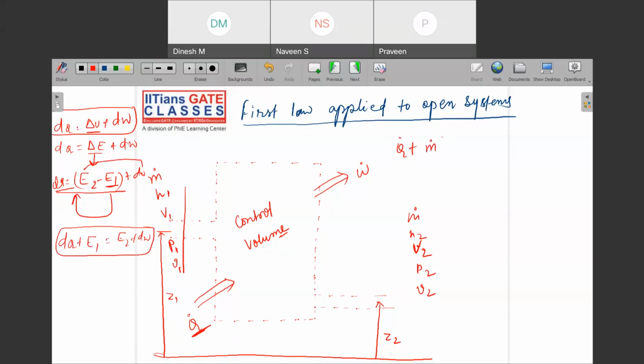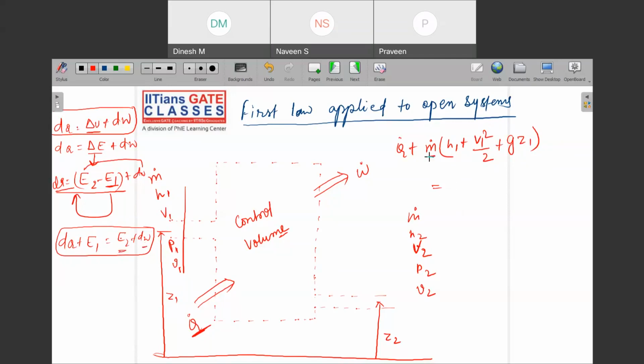So can I write down now that Q dot plus the mass flow rate I am taking as common into, you have H1, you have V1 square by 2, and then you have G into Z1, which is helping you to find out the potential energy, right? So can we see that on the left hand side, this dQ plus E1 has been introduced here. And then this is equal to what? We have seen this is E2 plus dW.